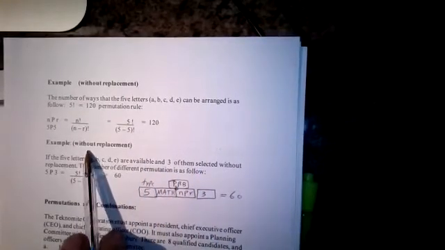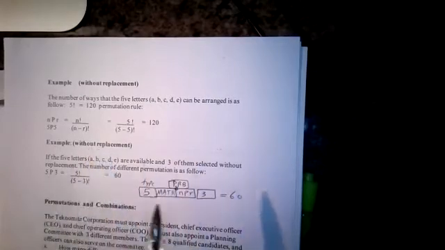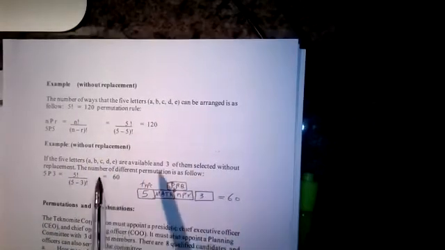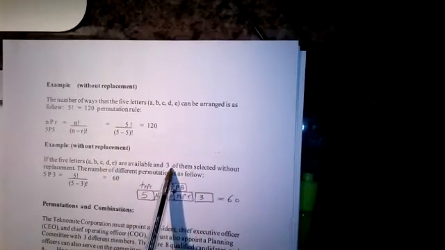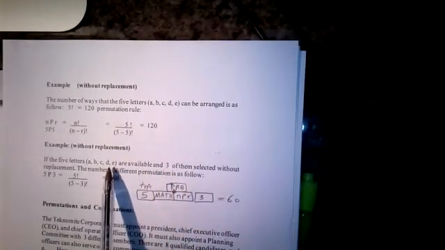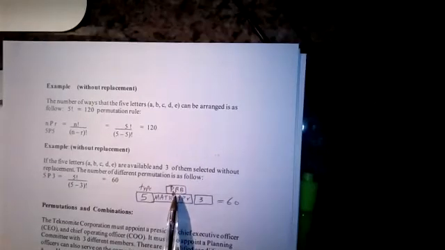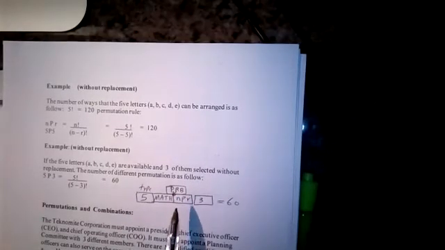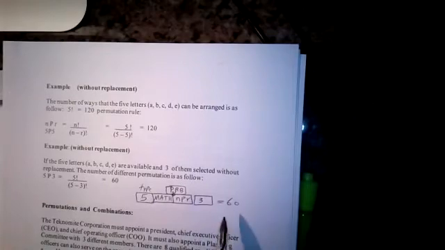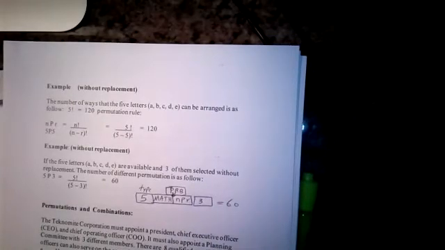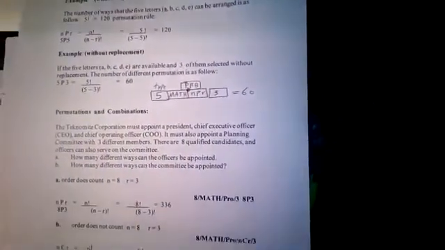I'm sorry, this is for this example. For this example, you want to take 3 out of 5. There are 5 letters available, and each time you want to take 3 of them and write them. Order is important. How many ways can they be written? You type 5, then math, and then PRB. I forgot to put that between these two. nPr, you should get 60. If you get 60, then you understand that you're using it right. Okay, so these are all examples here.